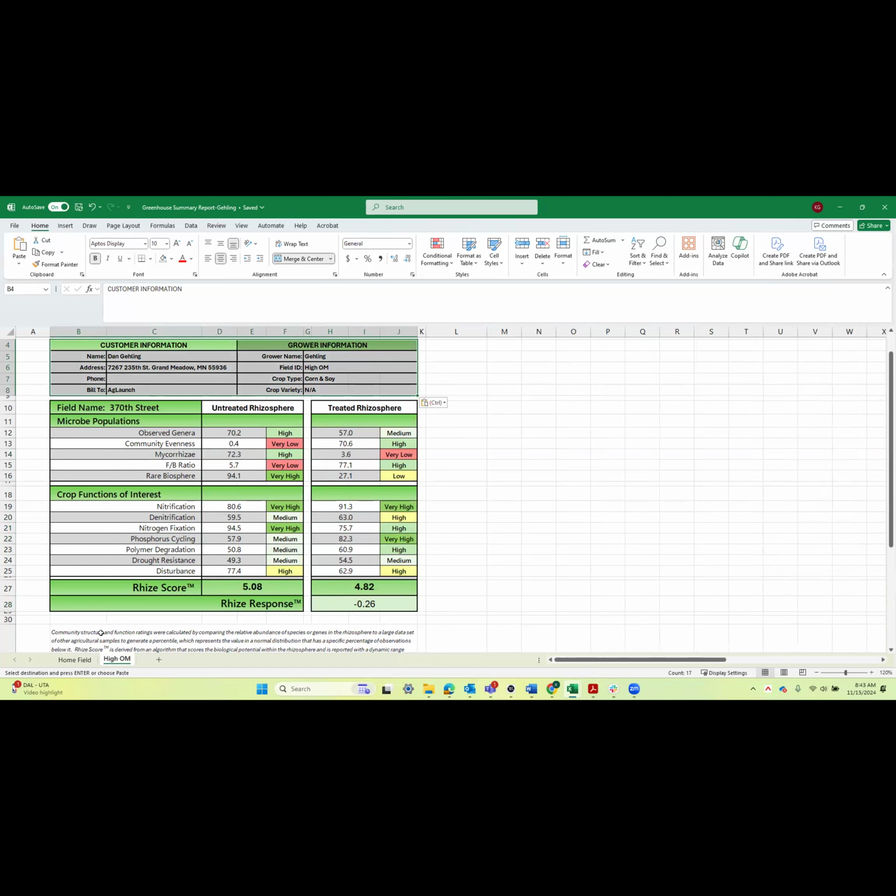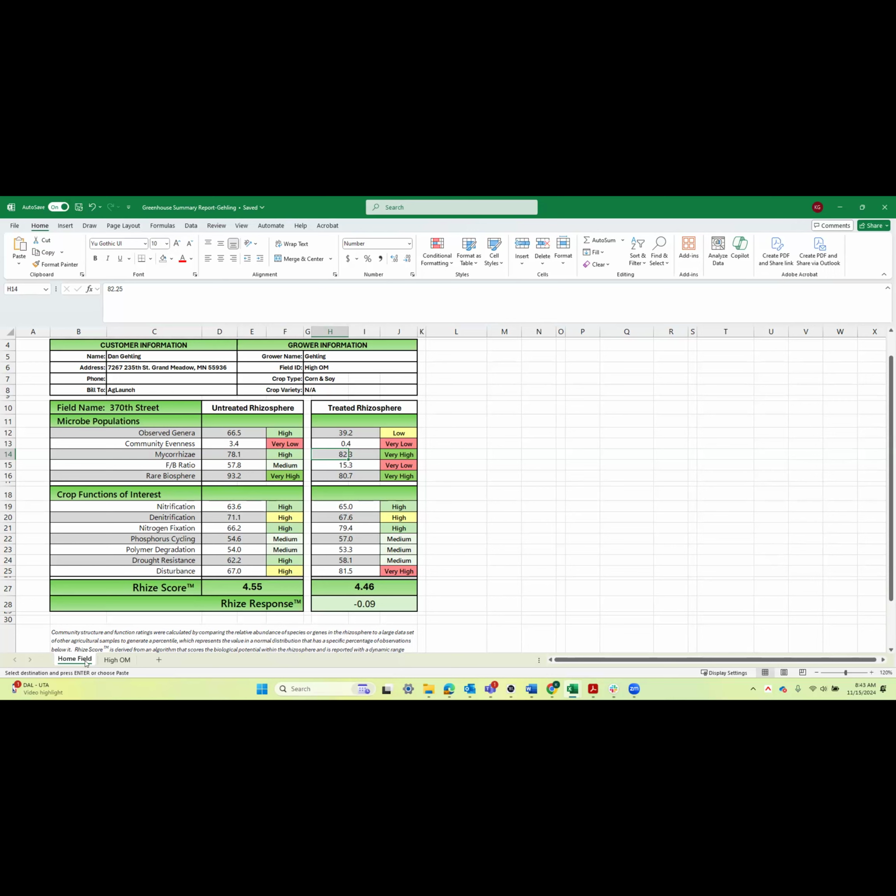Dan, I know you love to do trials. Have you trialed any compost teas? Is it on the home field more specifically in the past? No.